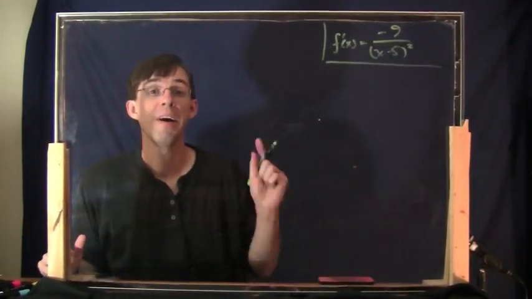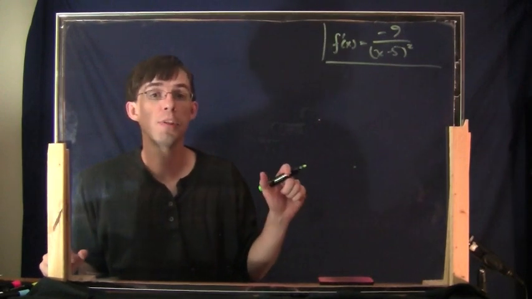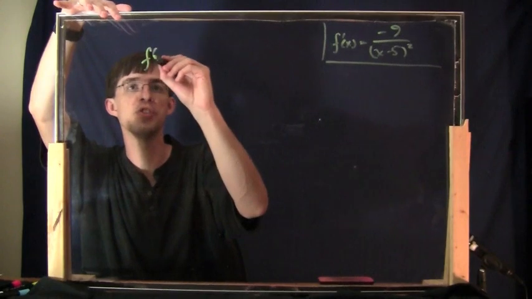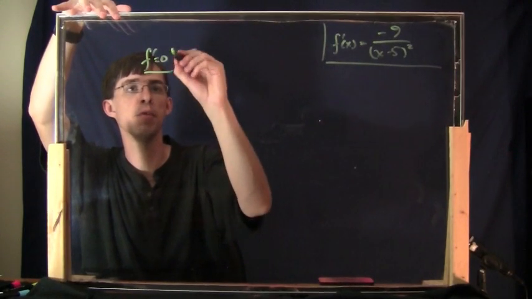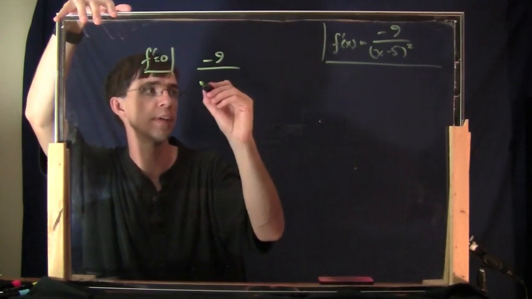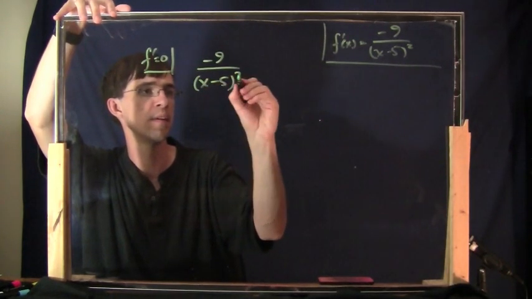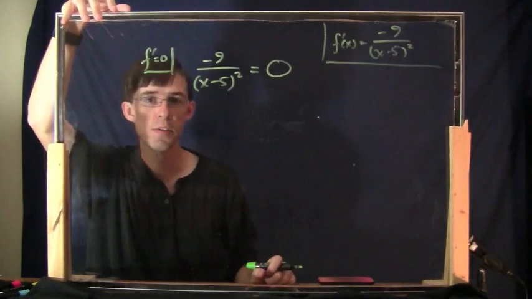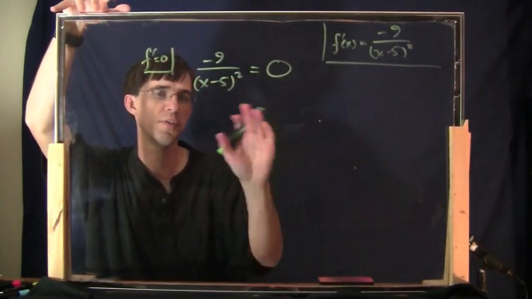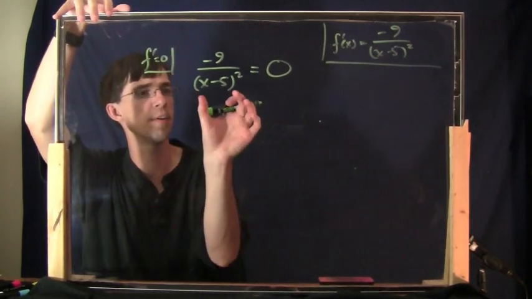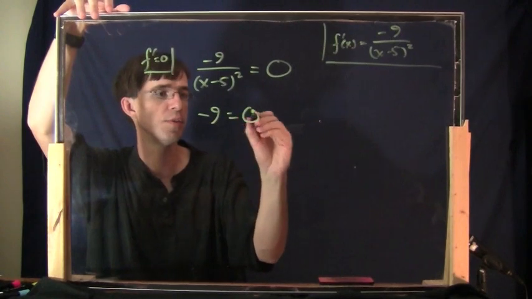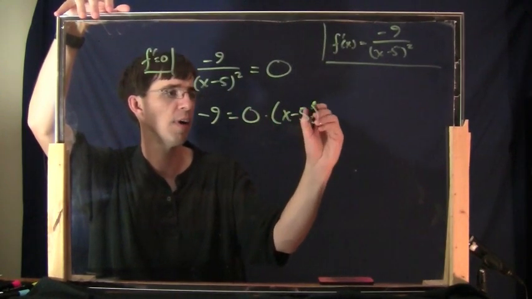All right, next step, find the critical points. These are the points where the derivative is 0 or where the derivative does not exist. So let's check the derivative equals 0 first. To do that, you set this formula equal to 0 and then solve for x. Well, how do you solve when you have fractions in an equation like this? You want to do a cross multiply thing, or just multiply the denominator over to the right side. What that will say is negative 9 equals 0 times (x minus 5) squared.